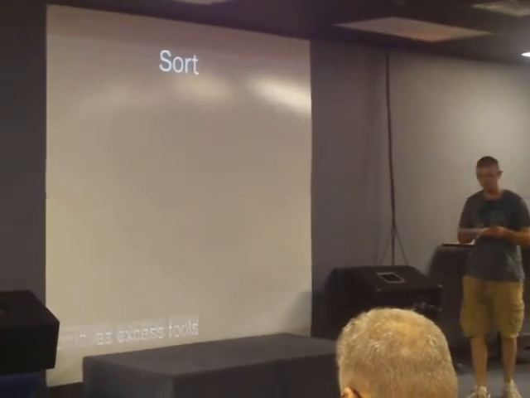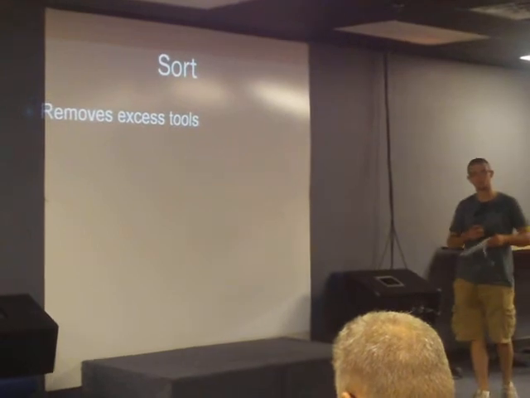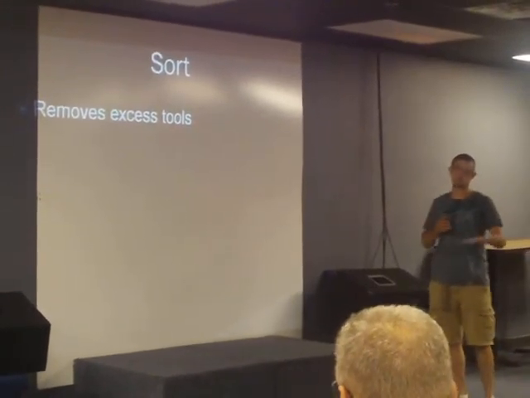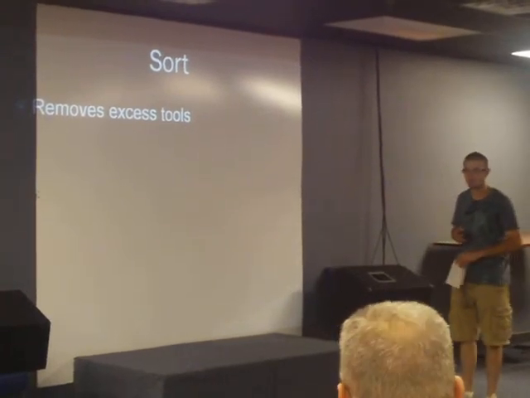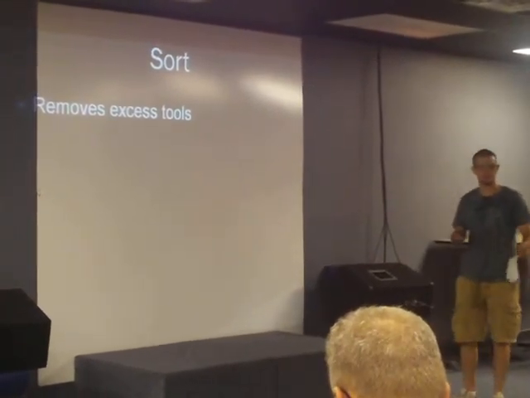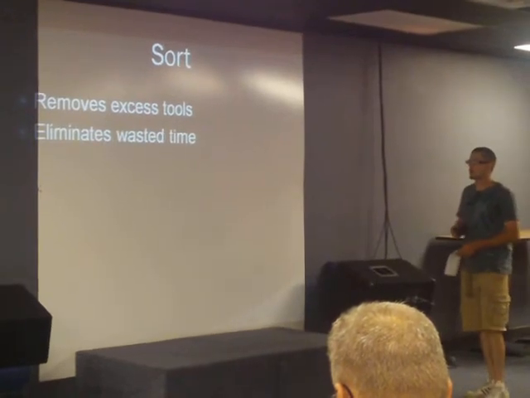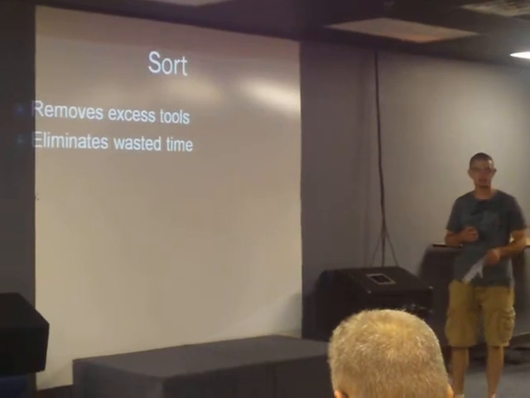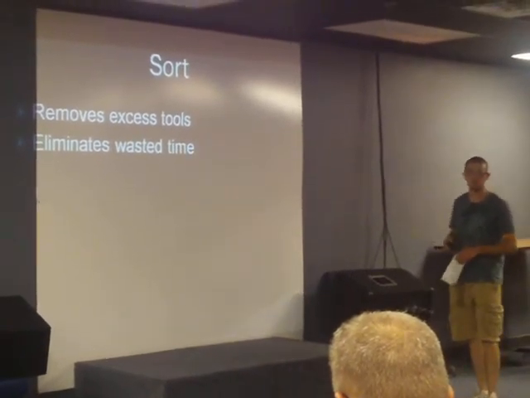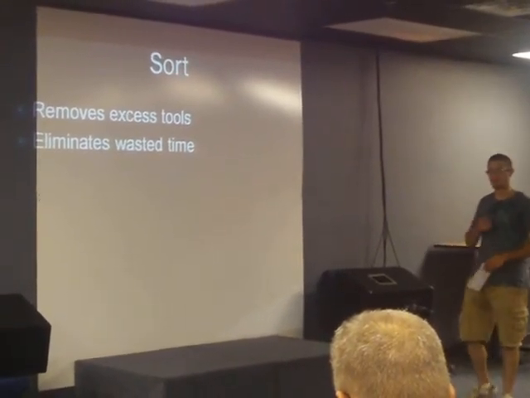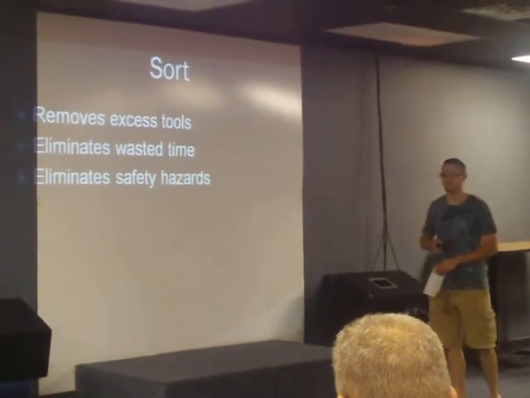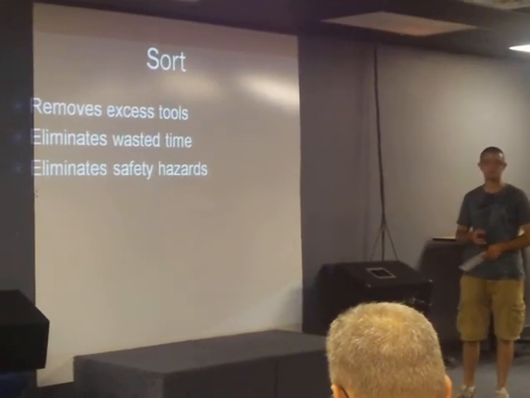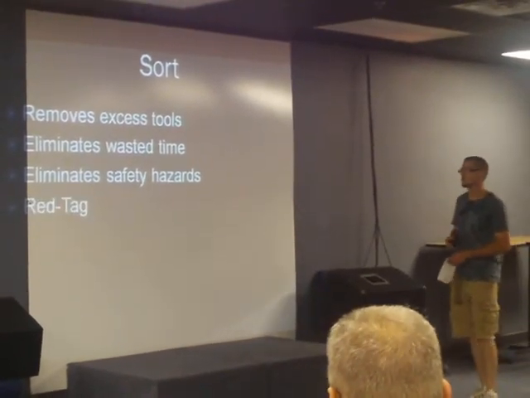Sort is the first step in the 5S process. It removes excess tools. If you have 3 or 4 different wrenches, say in your garage, you can limit it down to 1 that may be the best. It eliminates wasted time. You don't have to go out to your garage and search through 500 different wrenches that are all in the box that you just threw over in the corner. You can go out, find it immediately, and go on about what you need to do. Thirdly, it eliminates safety hazards. You've got tangled up extension cords laying on the floor.